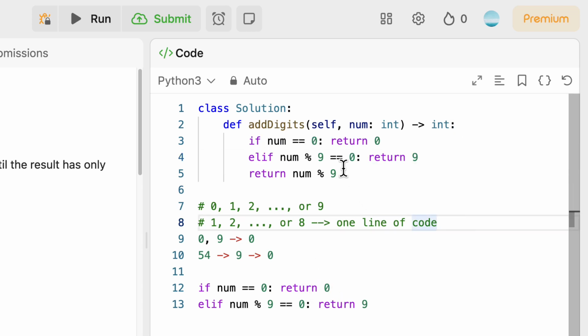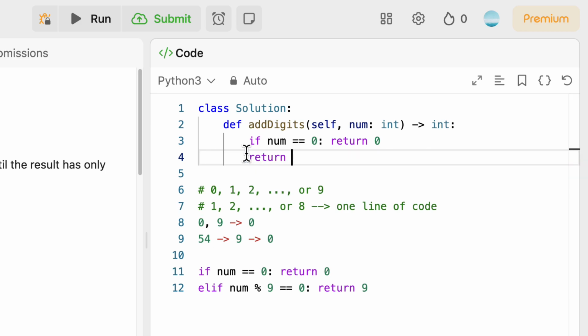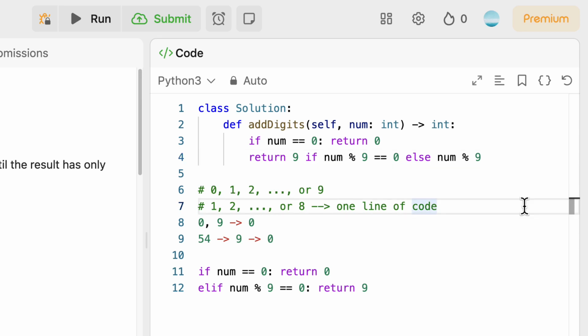And actually we can just combine these 2 lines here with the ternary operator. So we return 9 if num mod 9 is equal to 0, else we just return num mod 9. Alright? We can further simplify this solution and make it really become a one-line solution. But how? Let me give you some hints.